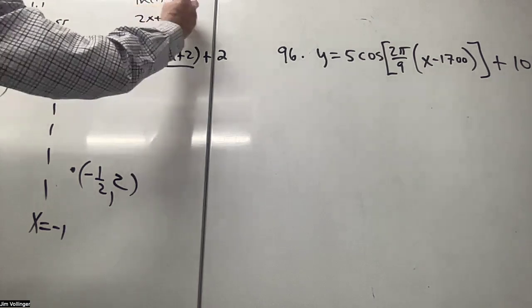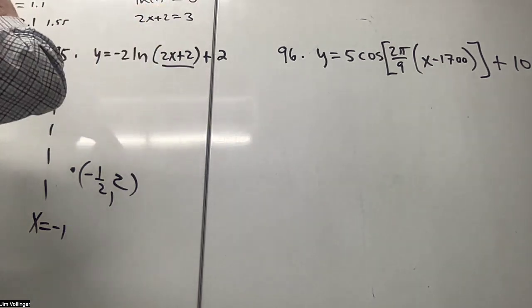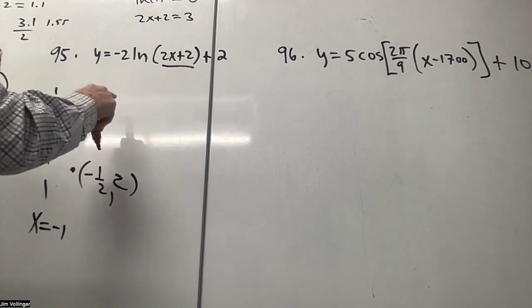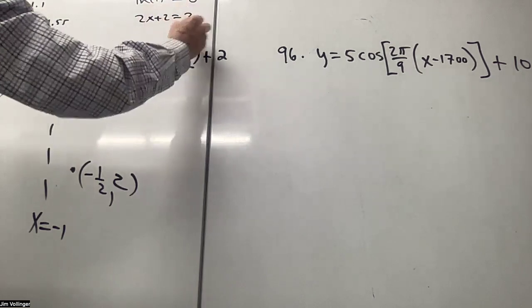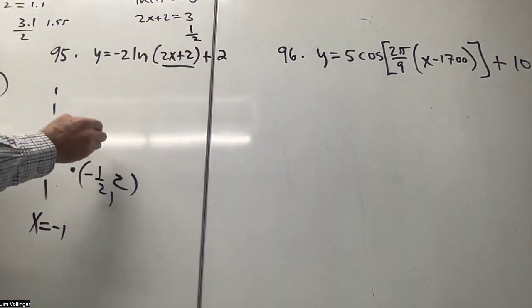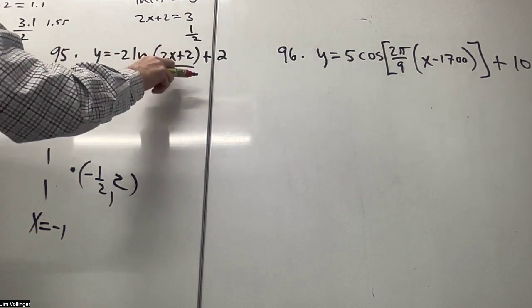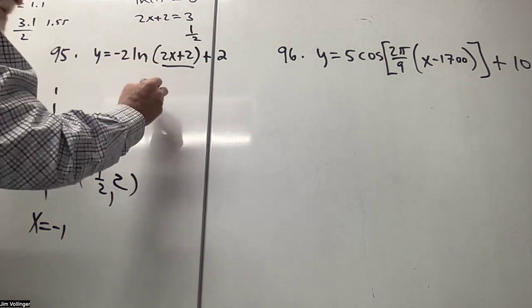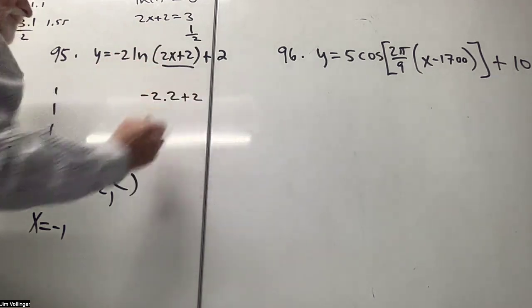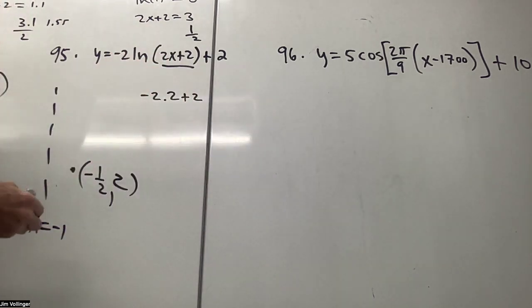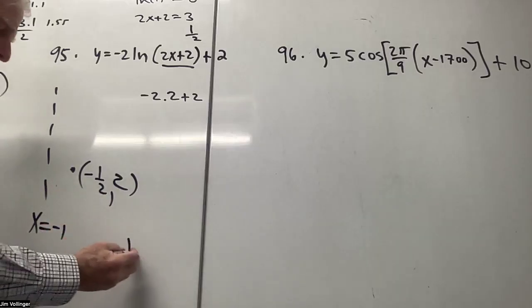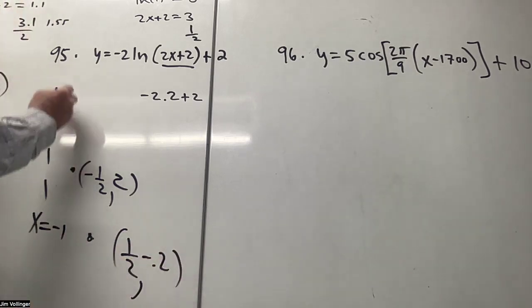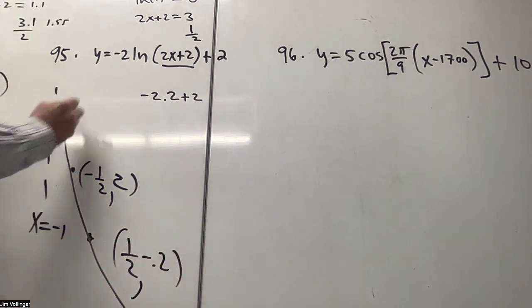2x plus 2 equals 3. Maybe that's the one I just did here. Okay, so that's equal to positive 1/2. Just caught me off guard for a minute. So if I put 1/2 in here, I get 3. The ln of 3 is 1.1 times negative 2 is negative 2.2 plus 2 is negative 0.2. Negative 0.2, and that's a half. So I got to put it here, which I kind of realized, you know, it's going to look like that.